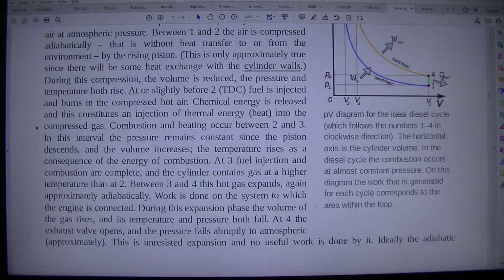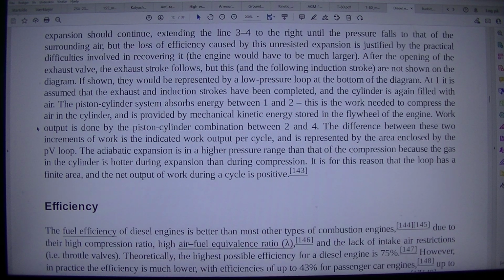This is unresisted expansion and no useful work is done by it. Ideally, the adiabatic expansion should continue, extending the line 3-4 to the right until the pressure falls to that of the surrounding air. But the loss of efficiency caused by this unresisted expansion is justified by the practical difficulties involved in recovering it. The engine would have to be much larger.